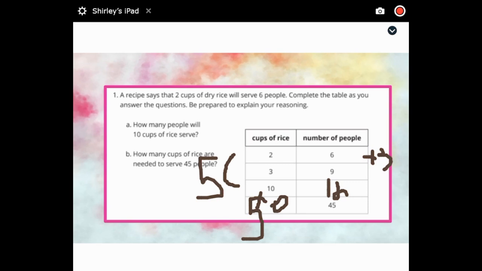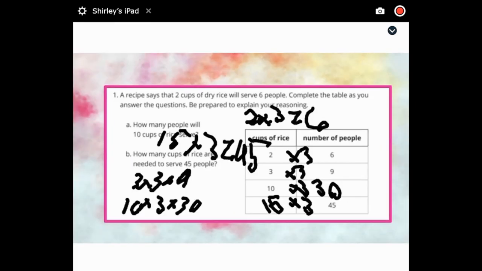So as we move through more of these tables, I want us to start thinking about more of an approach that looks like this. So we're finding our constant of proportionality. So this student noticed that if I take everything on the left and multiply it by 3, I'm going to end up getting the right side of the table. So that 3 that this student is finding is my constant of proportionality. It means that there's 3 people per cup of rice. It's the same definition as your unit rate.